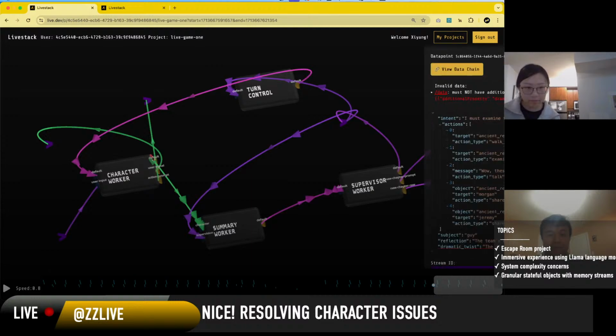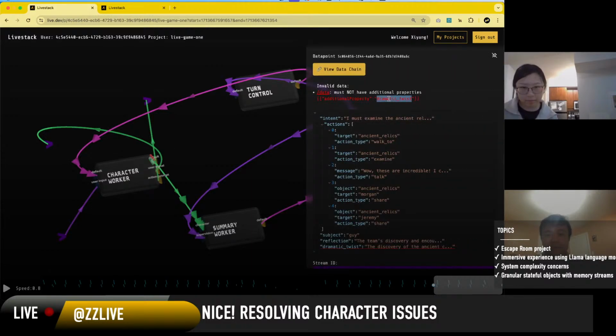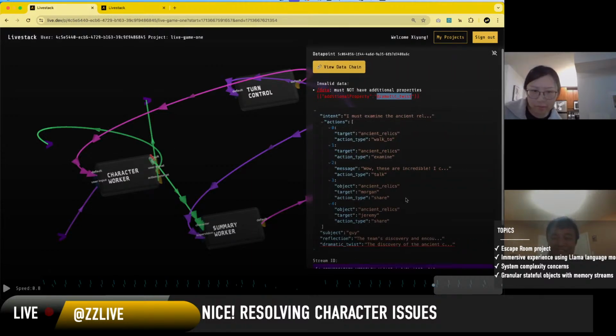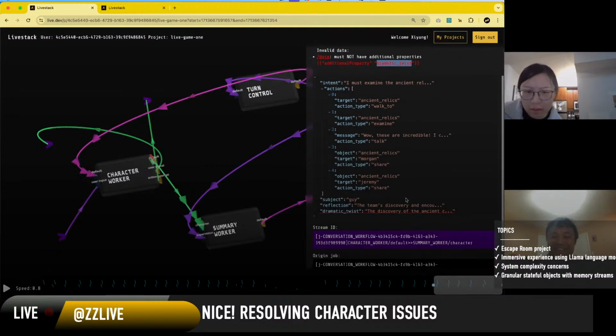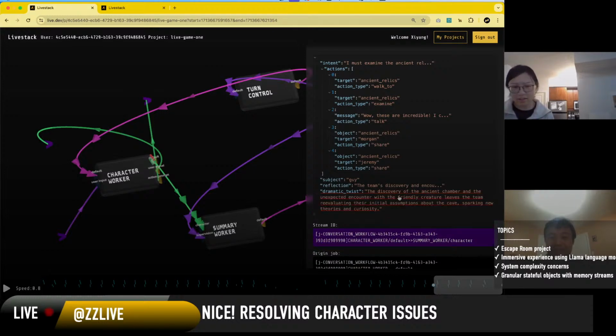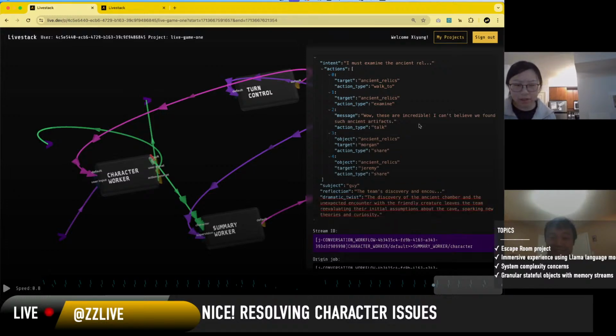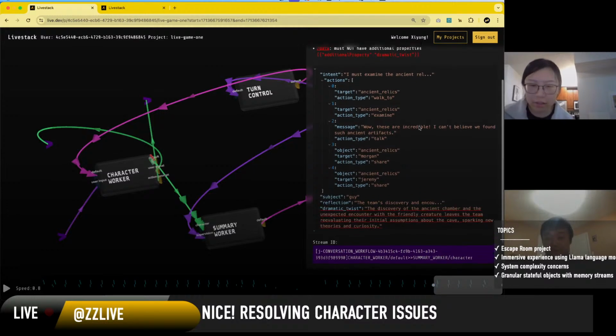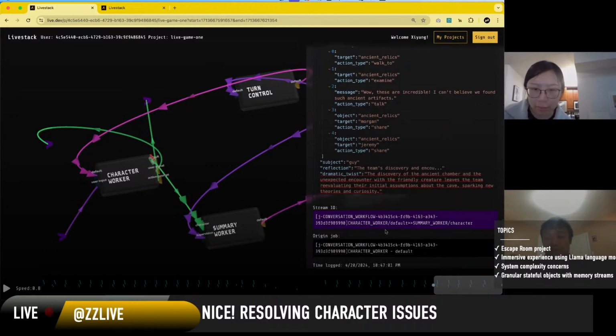Okay, let's see what's the end error. What the heck? From character worker to summary worker, and added a dramatic twist. Okay. Another thing we need to figure out is how we can allow these additional properties to pass through. They don't really affect functionality. It's not like it's missing a required schema. Okay.